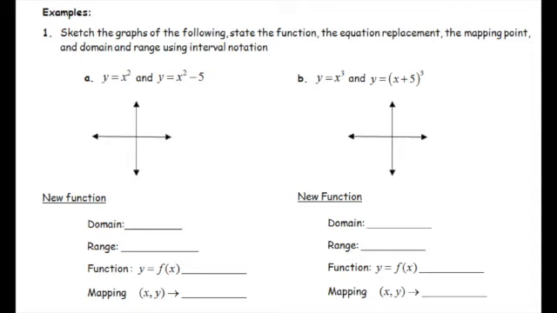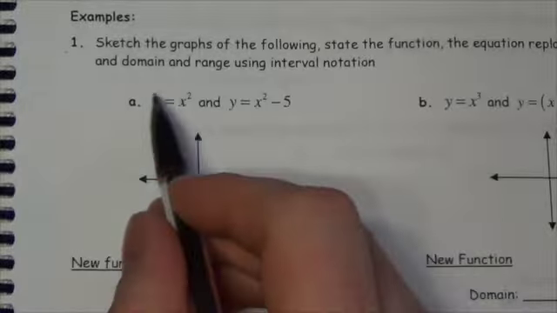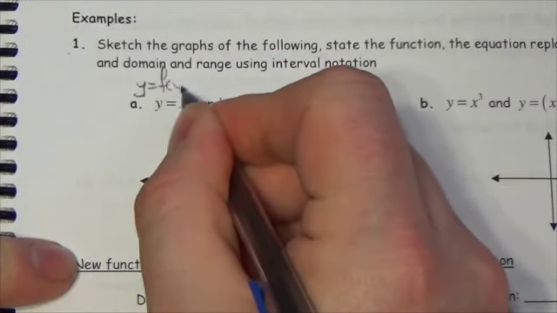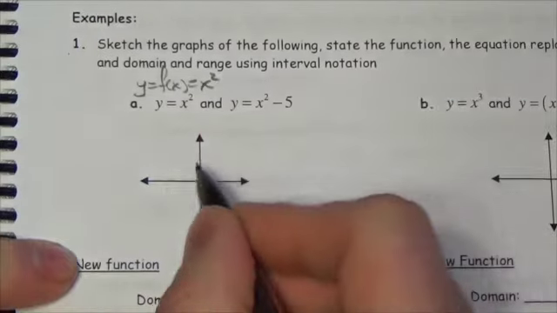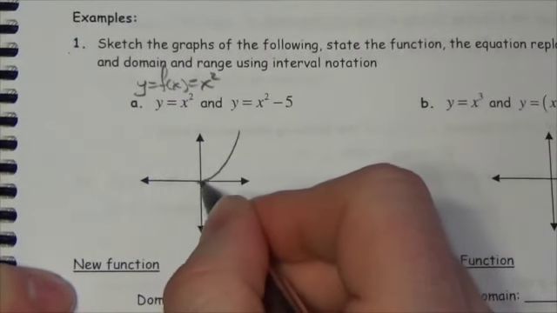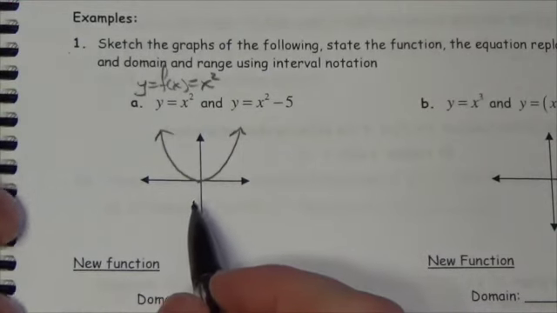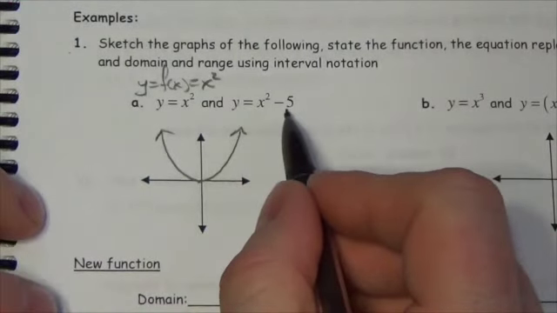Sketch the graphs, state the function, the equation replacement, the mapping point, and domain and range using interval notation of the following 2 functions. So in this case right here, we're starting with y = x², and this really becomes our basic function here. f(x) is x². And we saw previous to this that x² is just going to be that. Now, what does x² - 5 do?